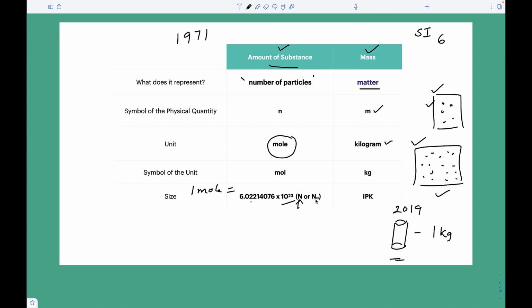So now what is mole? Mole is the unit of the fundamental physical quantity called amount of substance, and the size of 1 mole is equal to Avogadro's number. You don't have to memorize all these digits. It is sufficient if you know the value of Avogadro's number up to 4 significant figures.